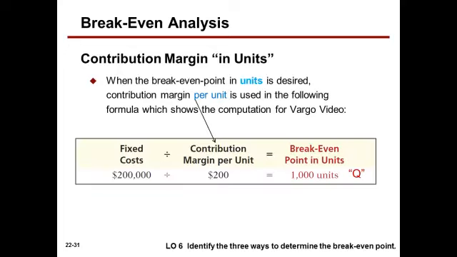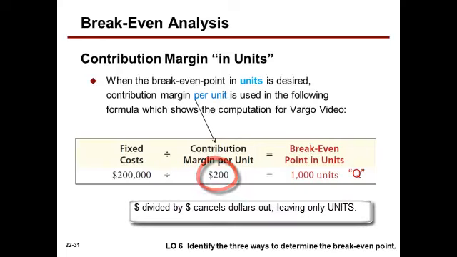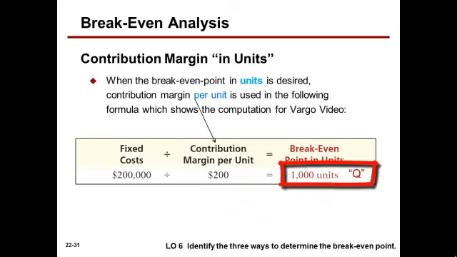Let's revisit contribution margin in units. When the break-even point in units is desired, the contribution margin per unit is used in the following formula. Fixed costs divided by contribution margin per unit, $200,000 divided by $200 equals 1,000 units. Break-even point in units. That's our Q. At that level of Q, or level of sales volume, we'll make no profit.